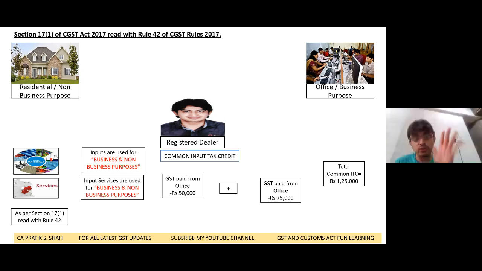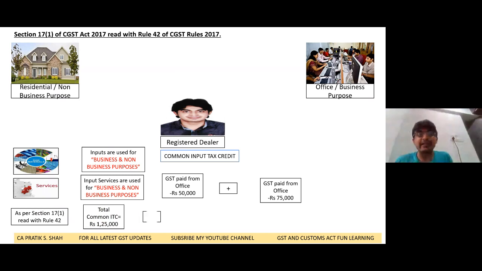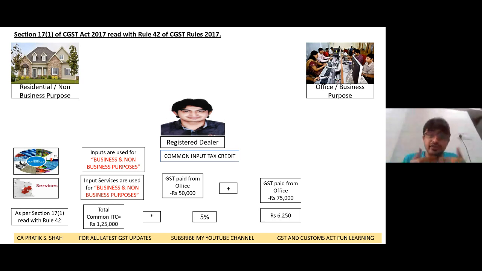Now out of this common ITC, which is used for business and non-business, you are required to reverse flat only 5%. Only 5%, you are required to reverse 6250. This is explained in section 17(1). If I am using for taxable and exempt, in which ratio am I required to reverse? In the ratio of turnover. And if I'm using for my office and personal, business and non-business, then flat 5% you are required to reverse it.